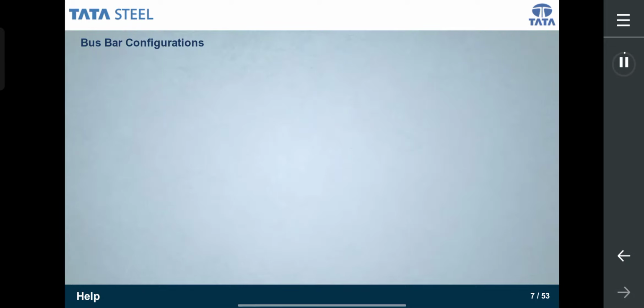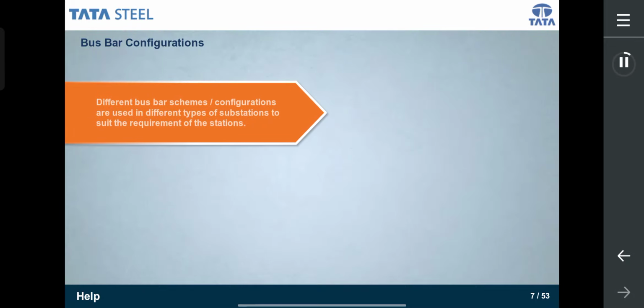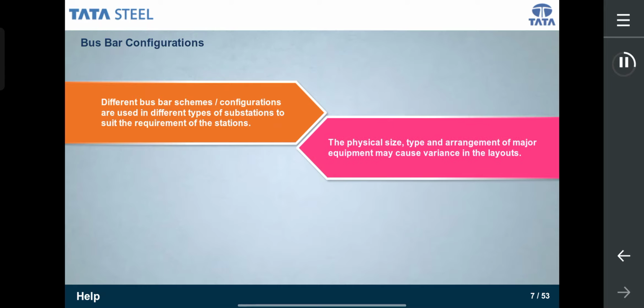Now our next topic is about bus bar configurations. Different bus bar schemes or configurations are used in different types of substations to suit the requirement of the stations. The physical size, type and arrangement of major equipment such as power transformers, circuit breakers, isolators, current and voltage transformers, etc. may cause variance in the layouts.